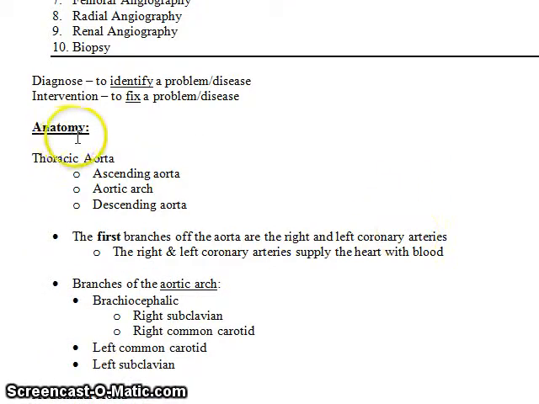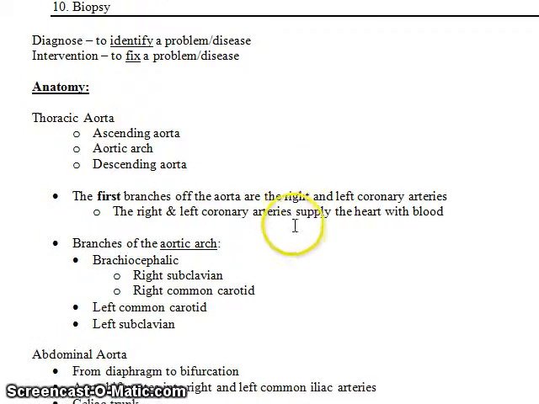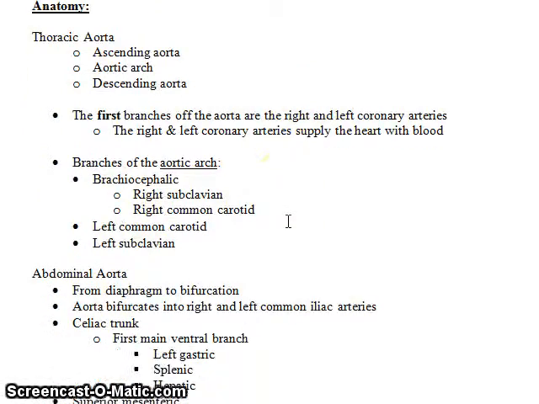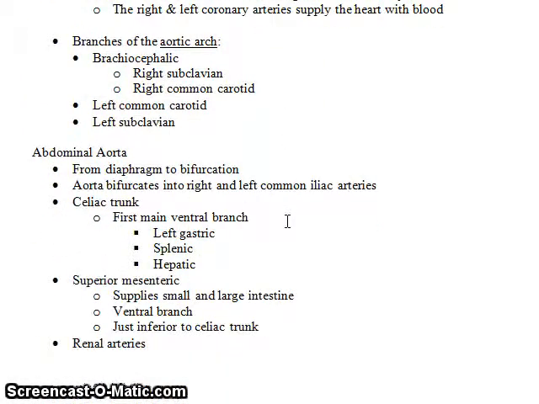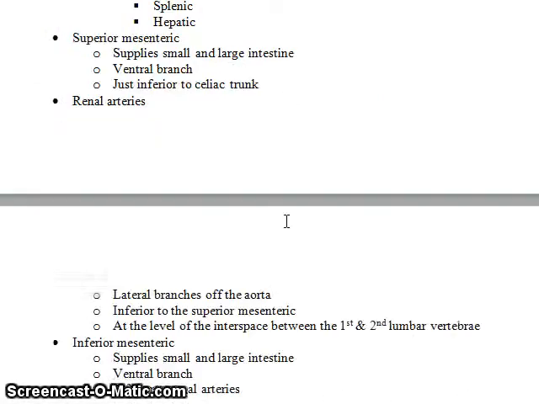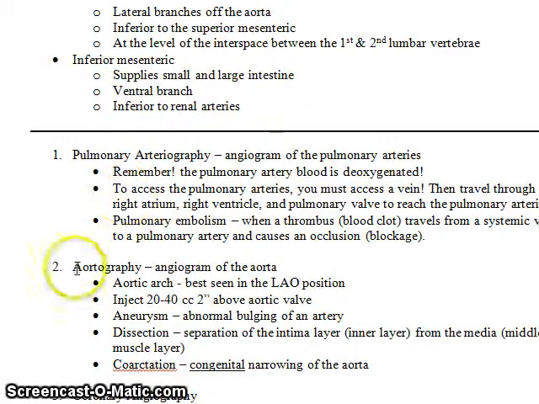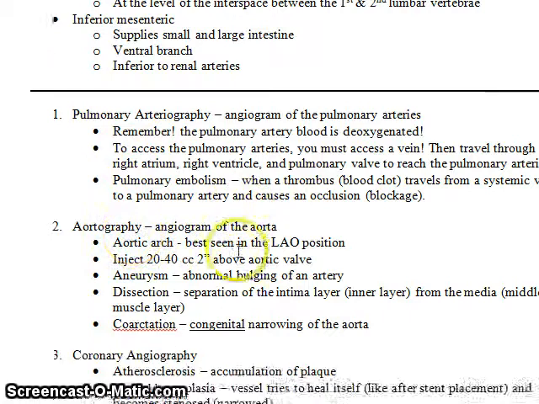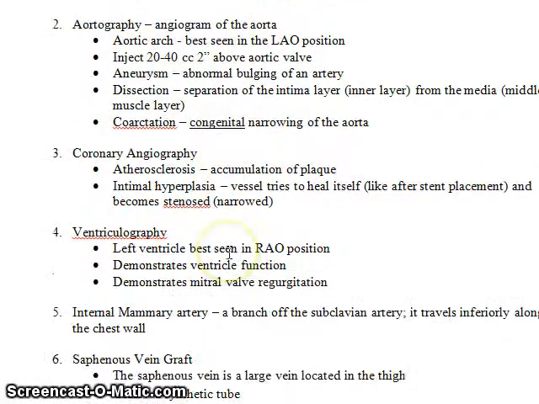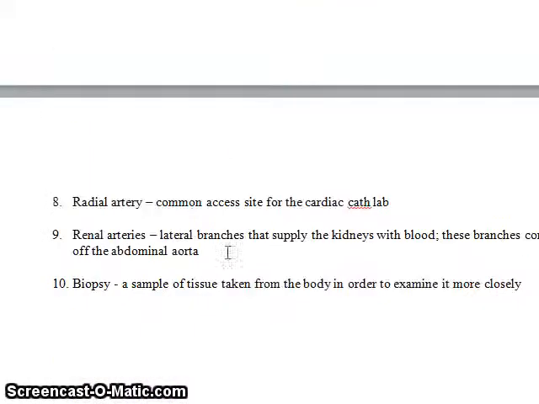Then after that, I have the major anatomy, and this is just listed in words, so you will want to refer back to this when we get to looking at the pictures. And then after the anatomy, I go into each one of those diagnostic studies and talk about each one of them in a little bit more detail.